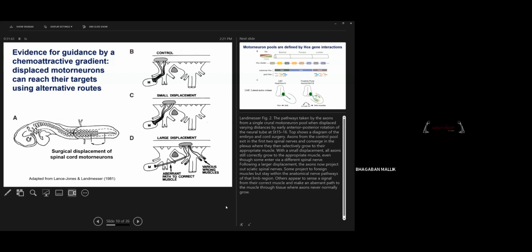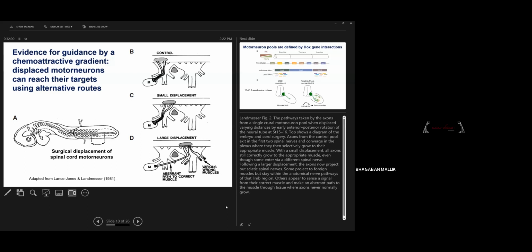So, more examples of contact-mediated attraction or contact-mediated repulsion, the mechanisms for axon guidance. Here the experiment was done in the chick embryo spinal cord. What they did is surgically remove some part of the spinal cord and displace it into different regions. So you have this spinal cord, the intact spinal cord.